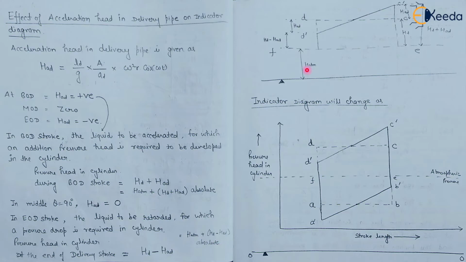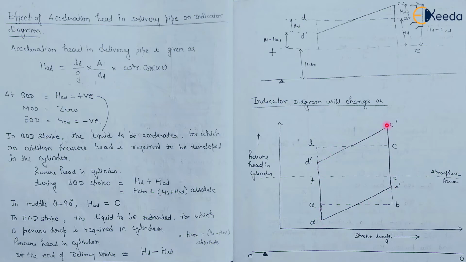Now if I combine both the effects, that means the effect of acceleration head in suction pipe and in delivery pipe, then we will get the indicator diagram like this. This is the indicator diagram. This one will be the original or theoretical one, you can say. And because of the acceleration head, this will be the indicator diagram.